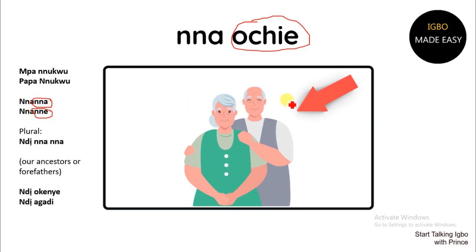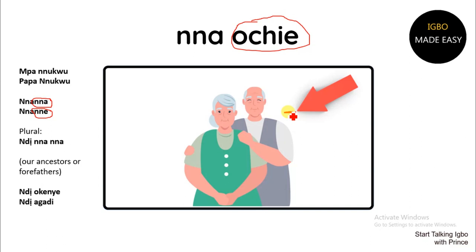So if this dude were your father's dad, you would call him nna nna. If he were your mother's dad, you would call him nna nne. Or you could just simply call him nna ochie. Or you could just call him mpa nnukwu. Or you may even want to call him papa nnukwu. Or just say papa or say mpa to him, and that would do. Odima.